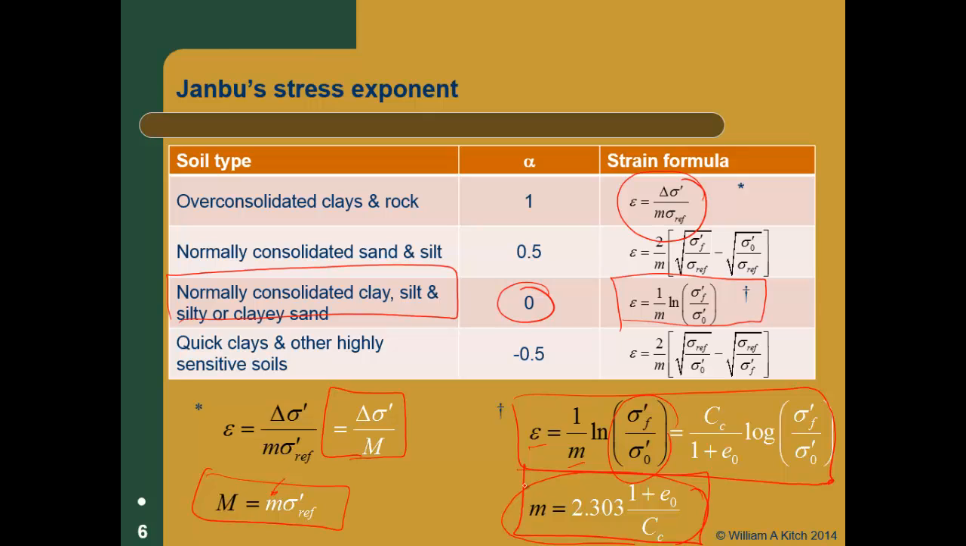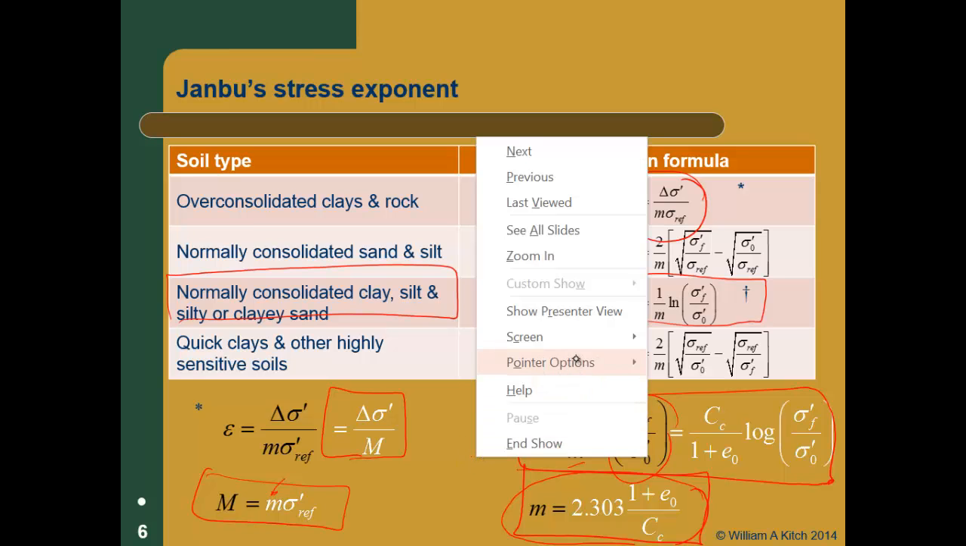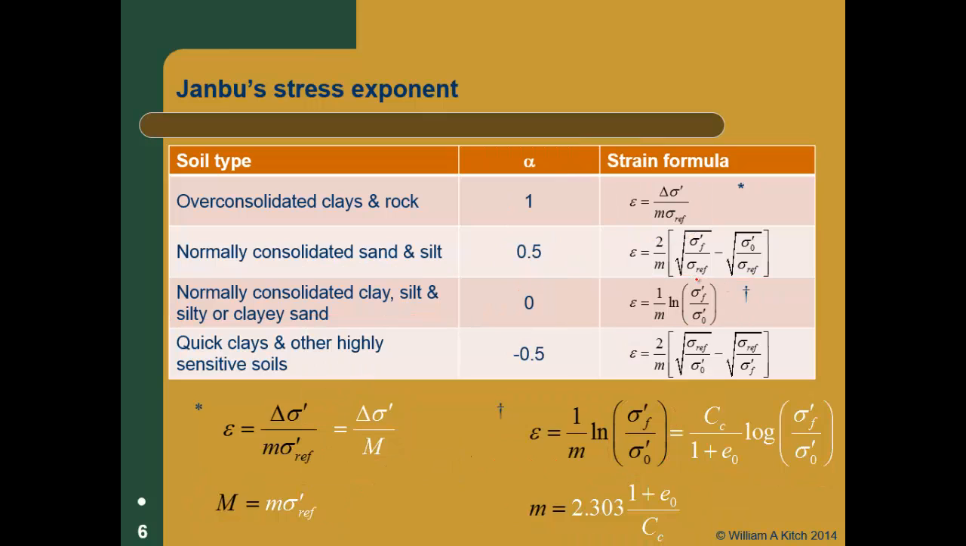Okay. So what are the other two? Well, this is the normally consolidated sands or silts. What's happening with the normally consolidated sands and silts? Remember, they're strain hardening. As we load them, they just get stiffer and stiffer and stiffer. So in that case, Janbu looked at a bunch of data and said it looks like alpha is equal to about 0.5 for those. In that case, we have this equation for the strain as a function of the stress. Here's our initial stress, and here's our final stress.